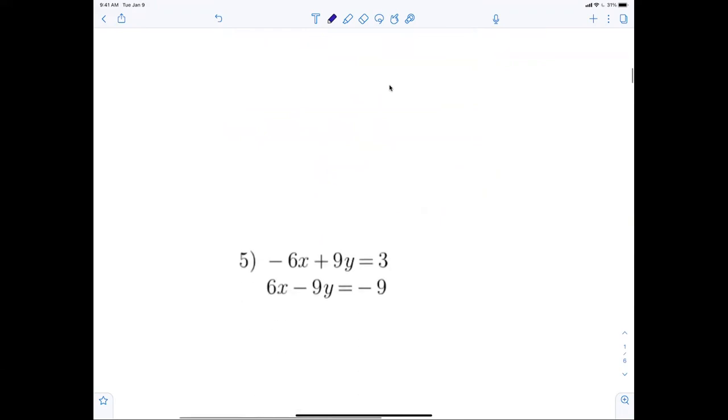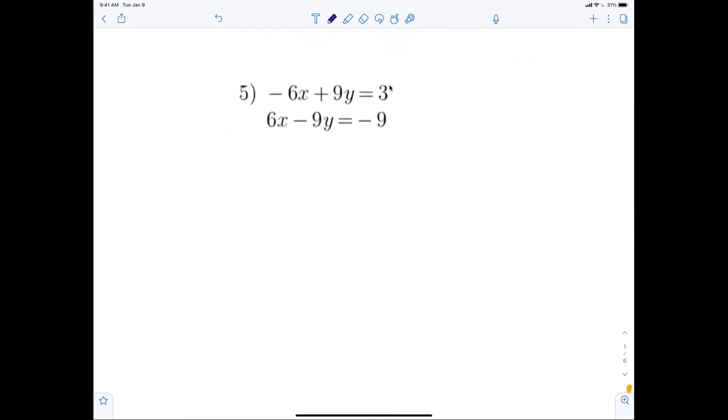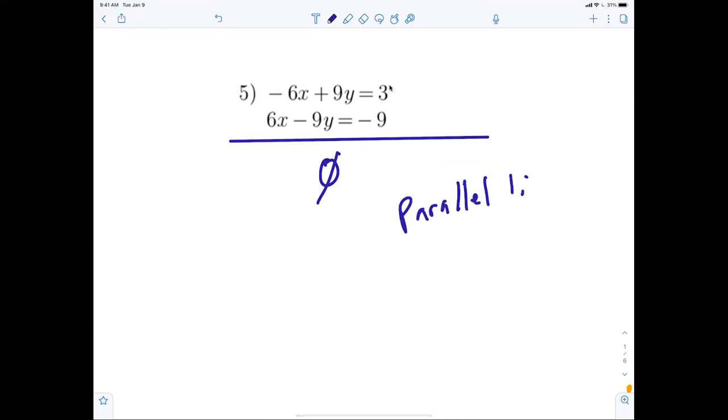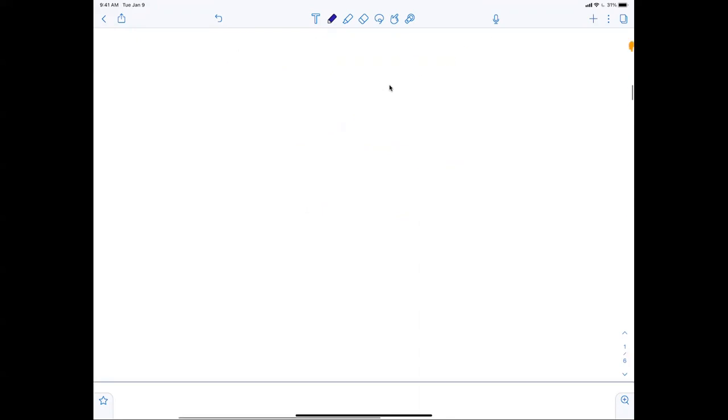All right, here we go. Number 5. I don't know why I did these 2 in a row, but yeah, no solution. Parallel lines. Good. All right, here we go.